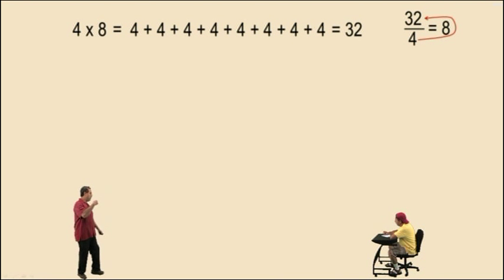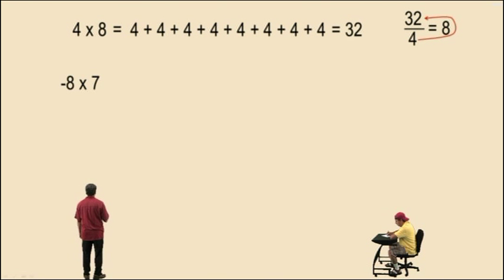So pay attention to this pattern, because that's how you check your answer in your division problems. 32 divided by 4 is 8, because 4 times 8 is 32. But remember, a positive times a positive is positive. 4 times 8 is a positive 32.